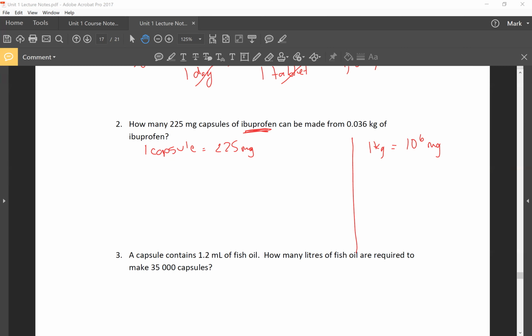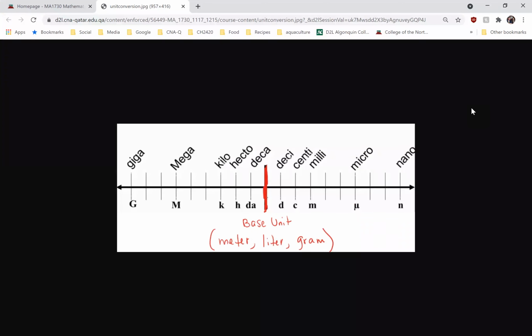So if you guys can see my screen right now, where did the 10 to the 6 come from? Well, what I'm doing is I'm going from milli to kilo. So 1, 2, 3, 4, 5, 6. I'm going 6 spaces to the left, so I'm multiplying it by 10 6 times. Each one of these is 10. That's the beauty of the metric system.